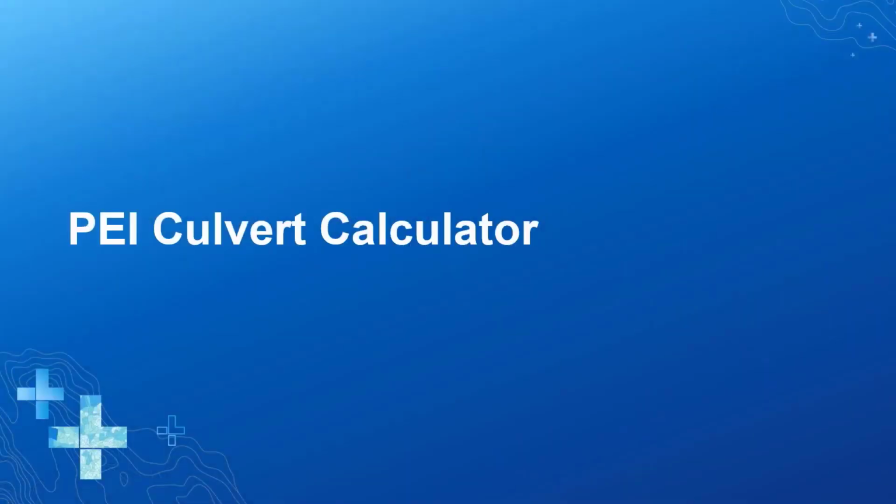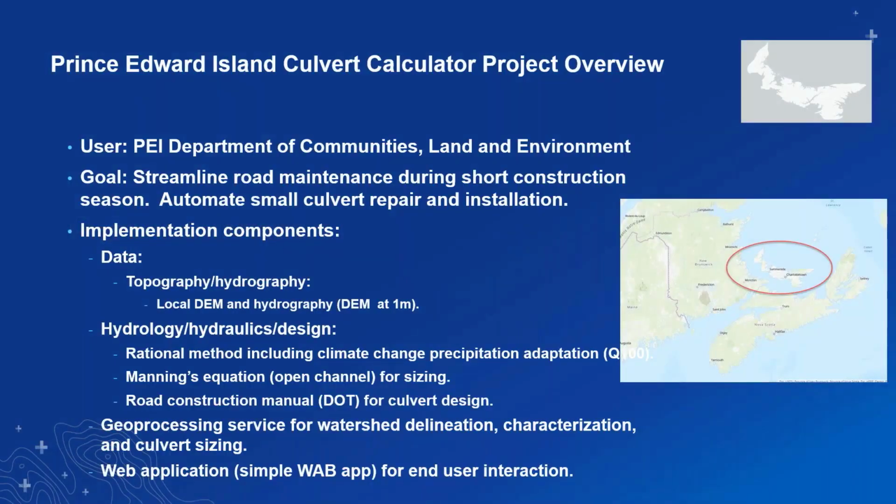The next example is the Prince Edward Island culvert calculator. This is a project we did together with Esri Canada for the government of Prince Edward Island. It's a web app that lets you click anywhere within their domain of interest, and within minutes it calculates the 100-year discharge and sizes culvert based on that flow and different material types.